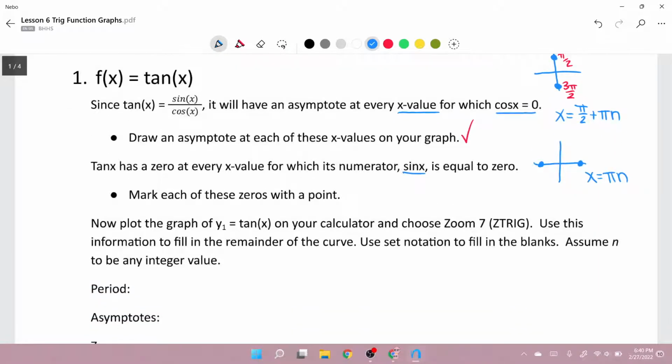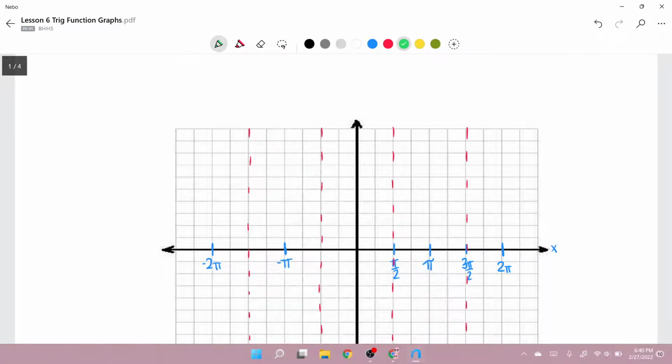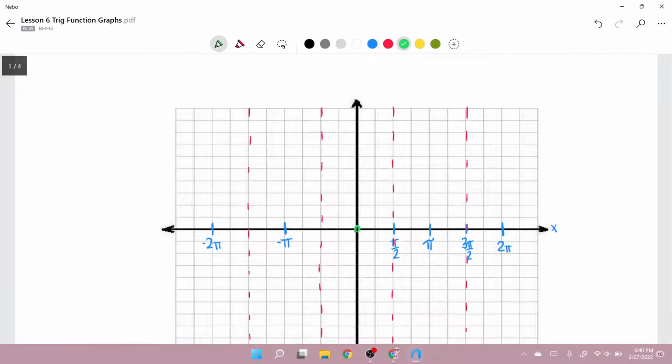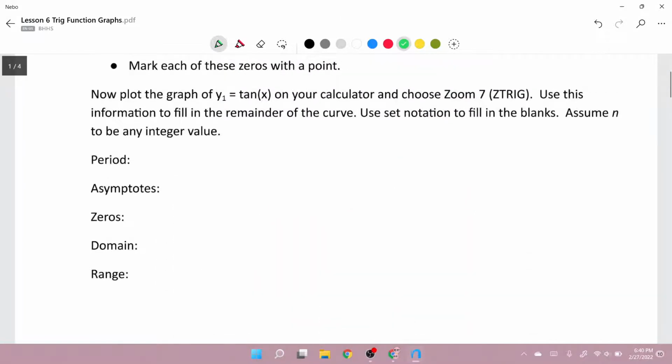Then it says mark each of these zeros with a point. Okay, so at 0, 0, pi 0, 2 pi 0. These are just our zeros for our tangent function. All right, so we got that done. Let's see what's next.